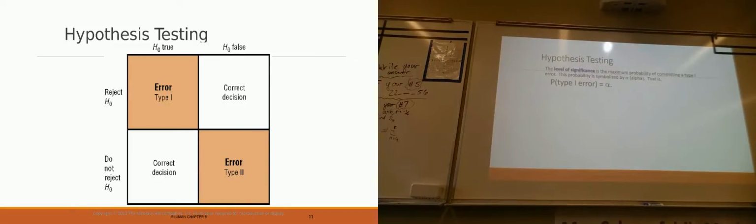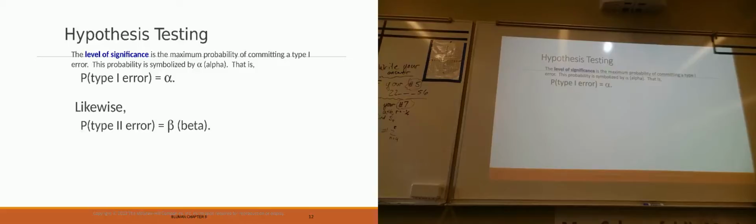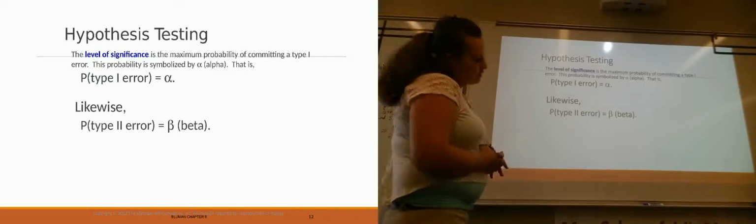The level of significance is the maximum probability of committing a type 1 error. That probability is symbolized by alpha. So that's the one that we're going to use a lot. We're going to have lots of alphas in there. So type 1 error is just alpha? Yep. The probability of the type 1 error, I guess. Probability of type 2 error is beta.